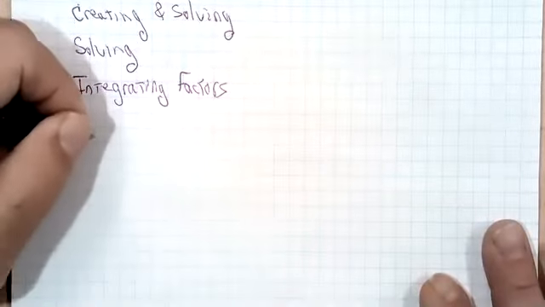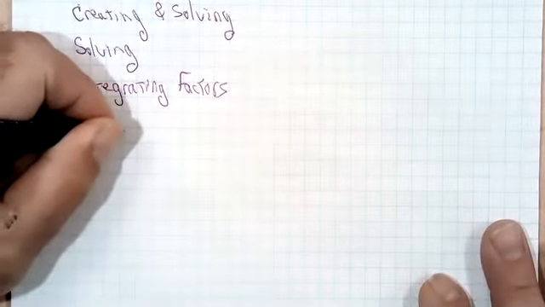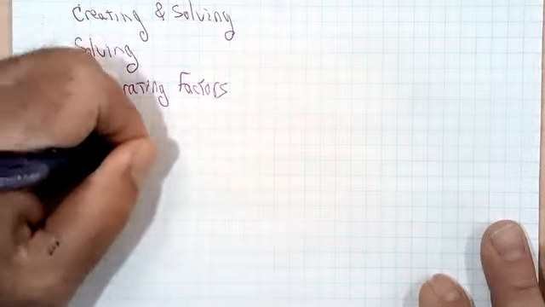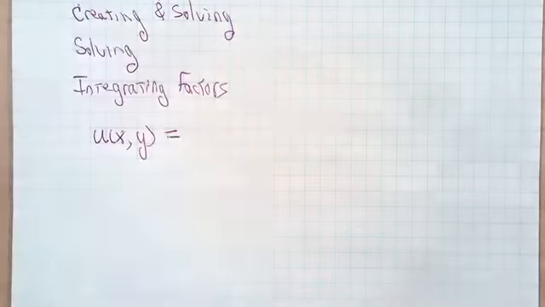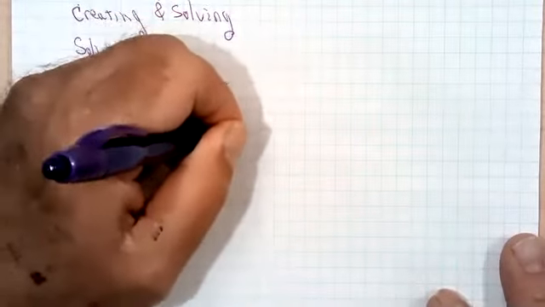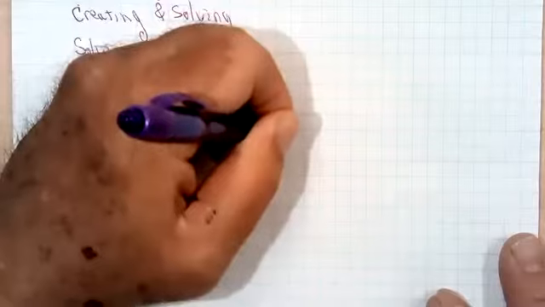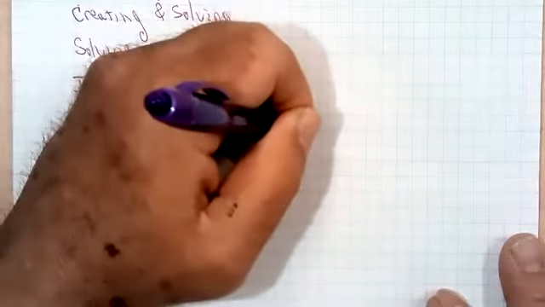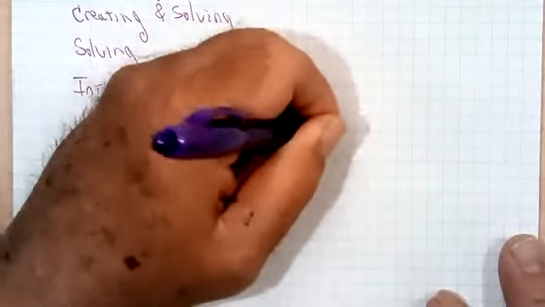So let me pick an example here. I'm going to say a function u of x and y. And I'm going to pick something specific here. How about this: 2x squared y minus 5x squared y cubed.